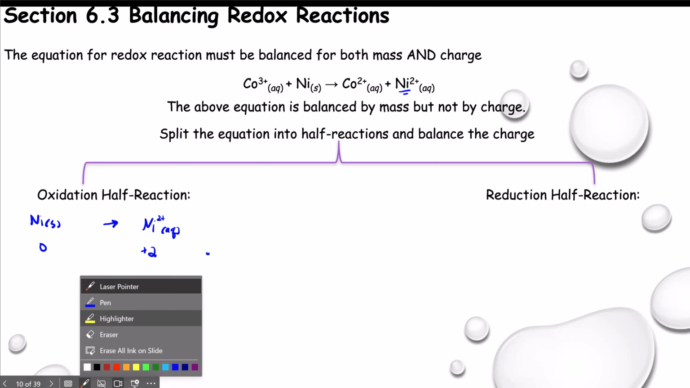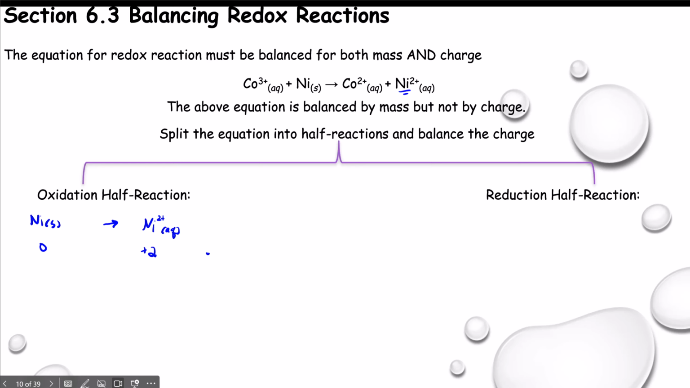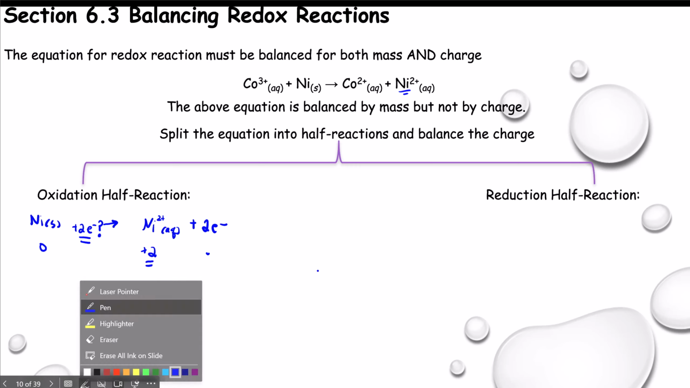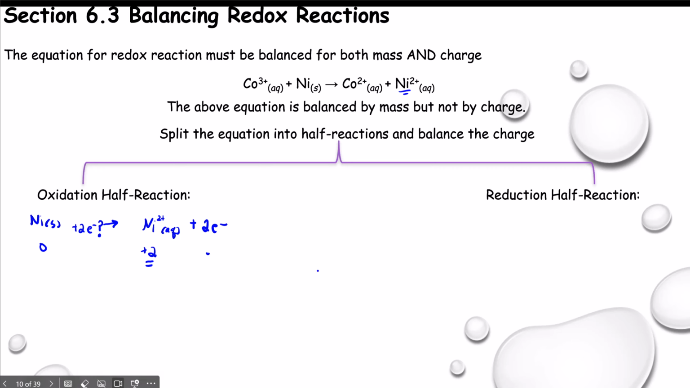So if it's losing 2 electrons, we can't put the 2 electrons on the left side, but rather we put 2 electrons on the right side. Because if I were to put 2 electrons here, that would mean it's going more towards negative, but that is not true. It's going more towards positive. Okay, so that's our oxidation half reaction.